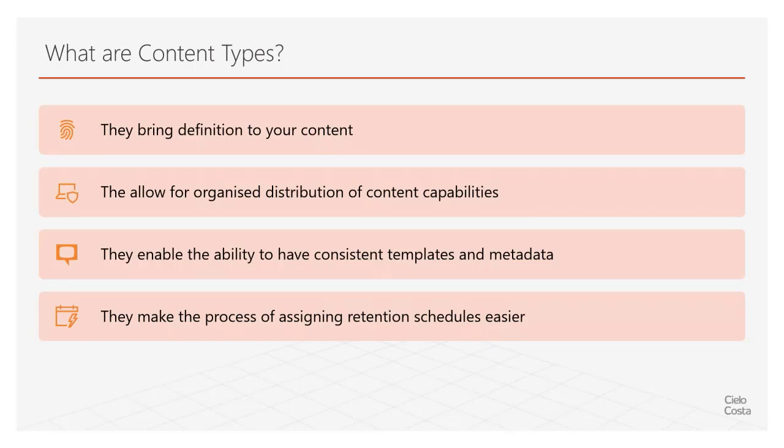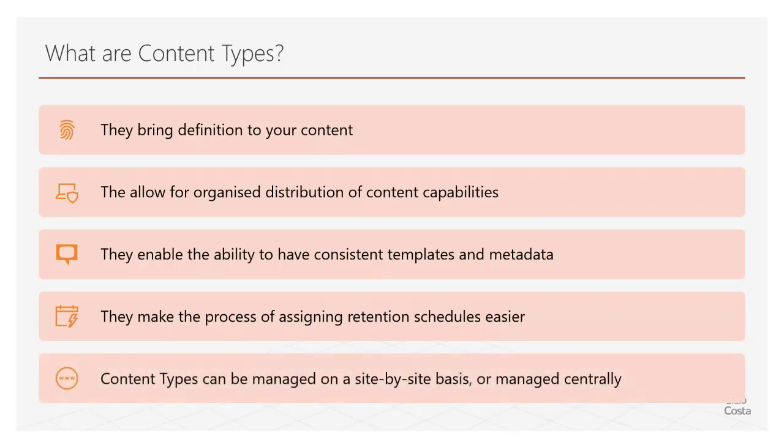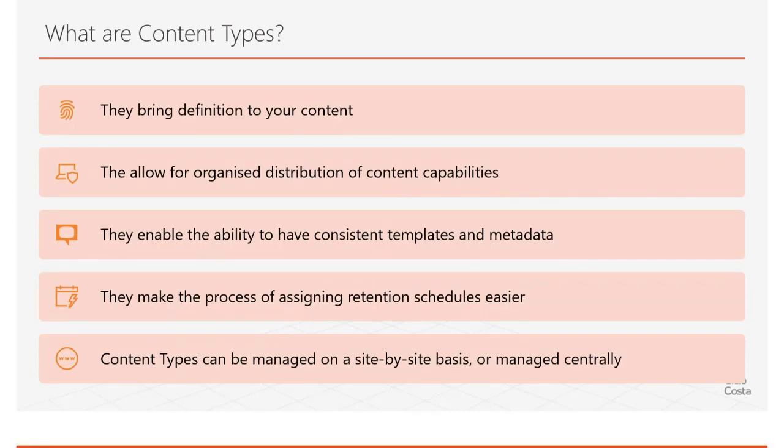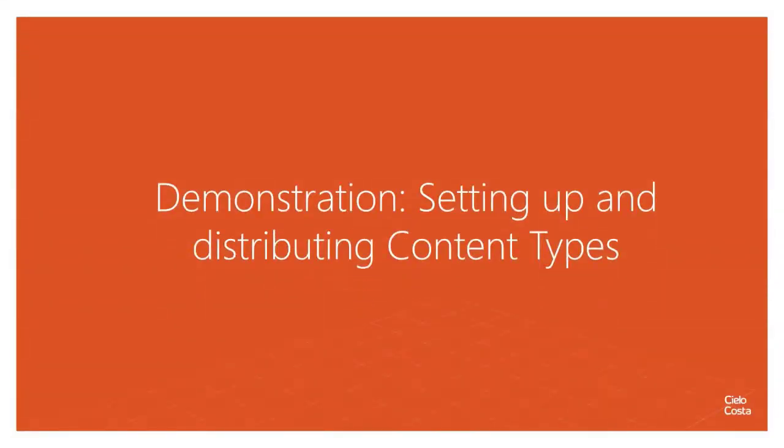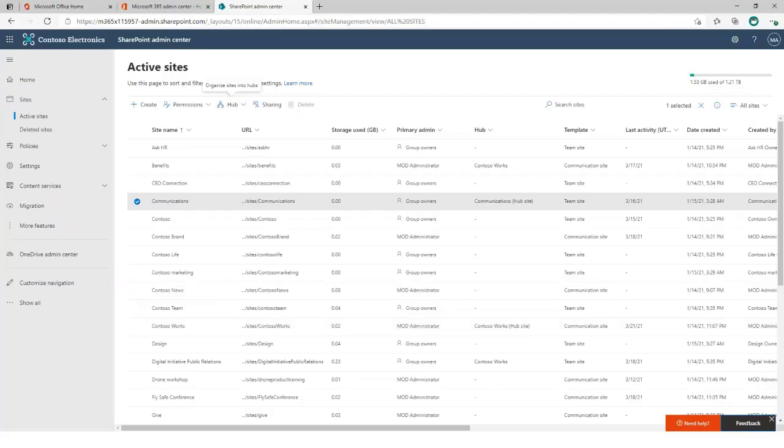So we can have a retention schedule across all of our sites against a particular type of content, so that it's, let's say, automatically archived after 5 years and permanently deleted after 7, depending on the type of content that it is, but also on the properties associated with it. And they can be managed on a site-by-site basis, or they can be managed centrally and pushed out to all those sites. And in this demonstration, I'm going to focus on a relatively new element for managing content types, and that's the content type gallery.